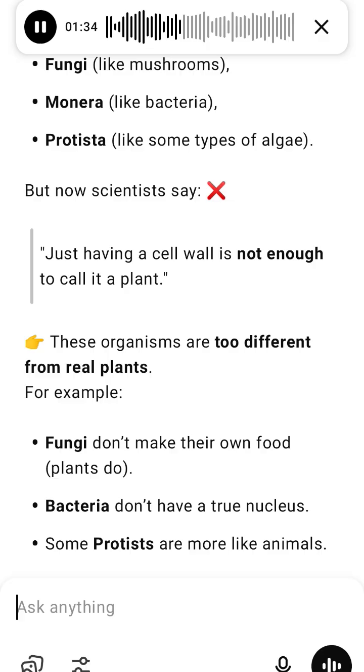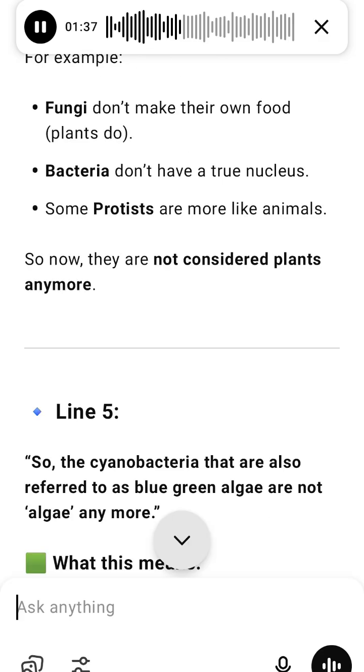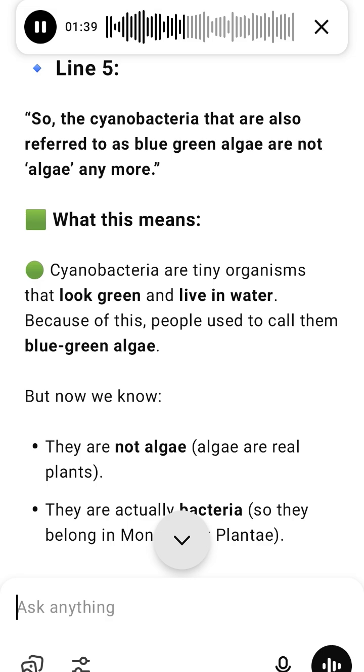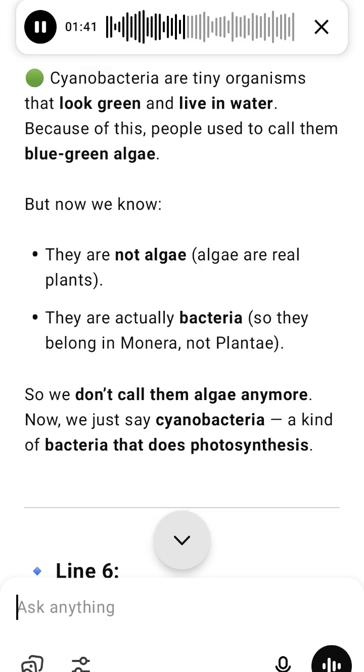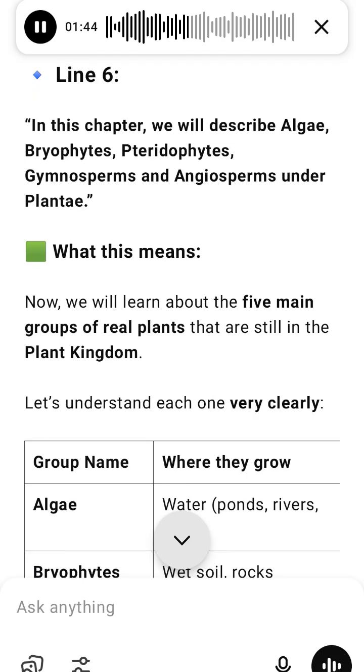4. Cyanobacteria, blue-green algae, are not algae. People used to think cyanobacteria were algae because they are green and live in water. They were called blue-green algae. But now we know they are actually a type of bacteria, not true algae or plants. So they are placed in the Monera kingdom, not Plantae.